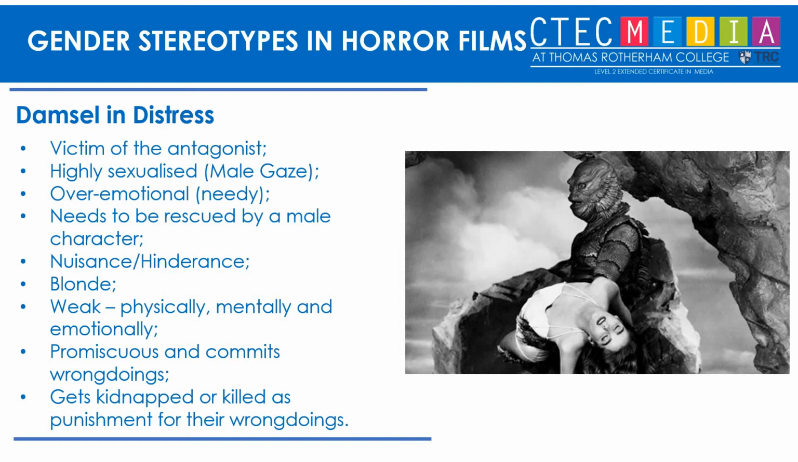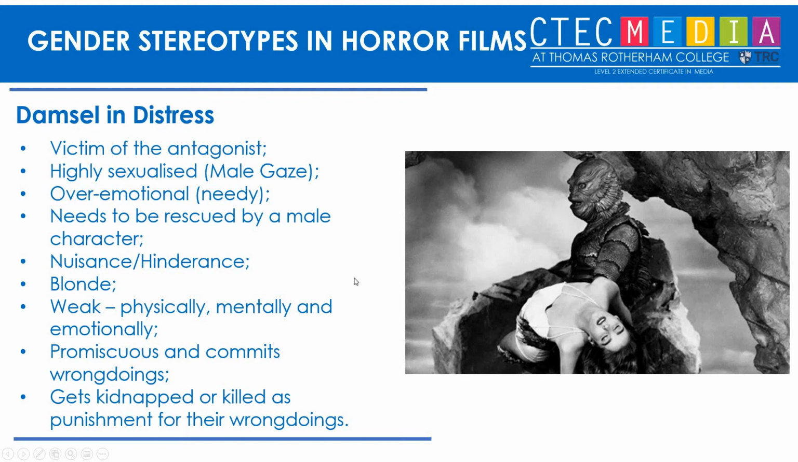They might be captured by the monster or the killer or whatever it may be, and they need to be saved by the man. They're often characters who are very highly sexualized, so they're often seen through the male gaze. If you look at this character here, she's got quite a revealing costume on. They're very over-emotional and needy, so you can see here that she's fainted because she saw this thing here, which she probably would, to be honest. And we assume she's going to be rescued by the male character.